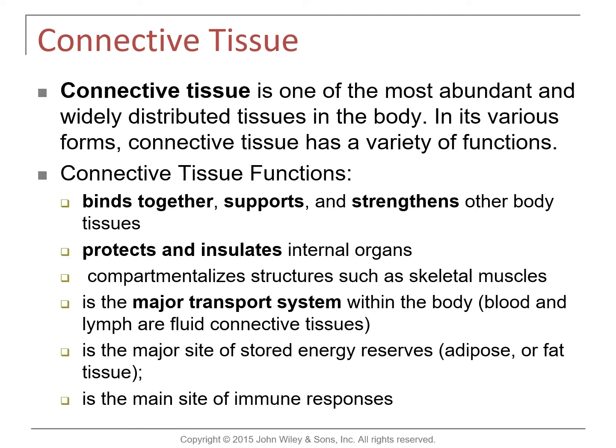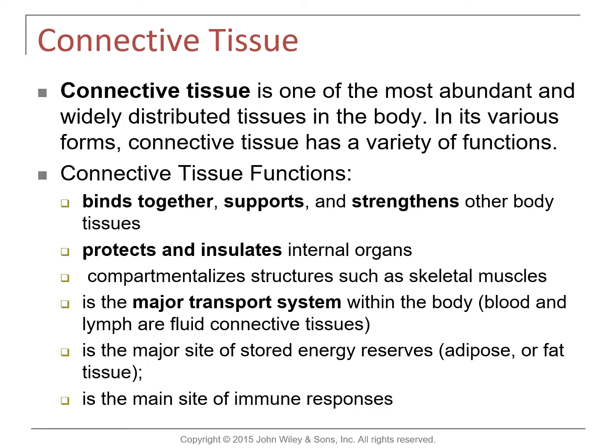Now this group is huge, and connective tissue is found everywhere in the body. It is one of the most widely distributed tissues. It has various forms from liquid to solid and therefore has various functions. In general, connective tissue functions in binding, supporting, and strengthening other body tissues. We saw that epithelial tissue is connected to the underlying structures through a layer of connective tissue.